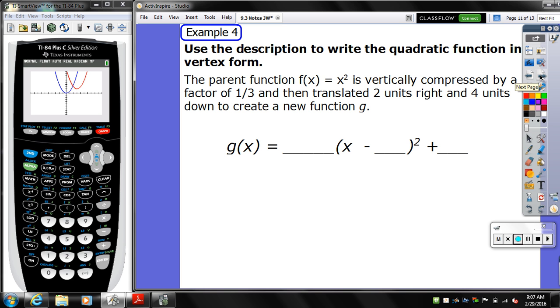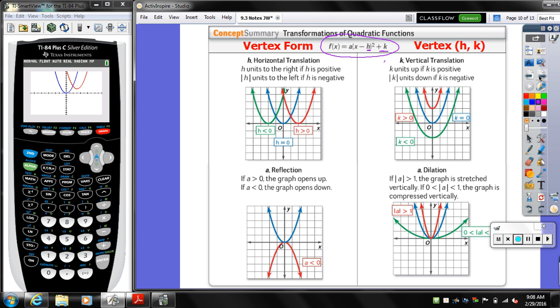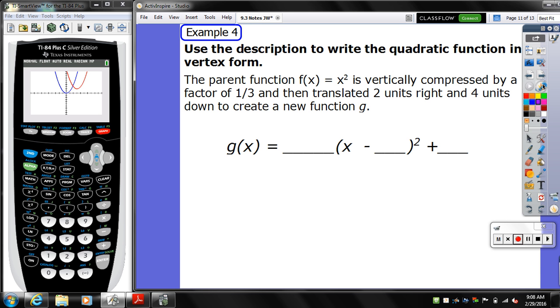So use the description to write a quadratic function in vertex form. So the parent function, and it actually gives it to us, but remember that's something that you need to memorize, is vertically compressed by a factor of 1/3 and then translated 2 units to the right and 4 units down to create the new function g. So we need to, and notice here, you have a fill in the blank that you normally will not have. But this is vertex form, because remember, there's what vertex form looks like at the top. So you're filling in everything that you need to for your translation.